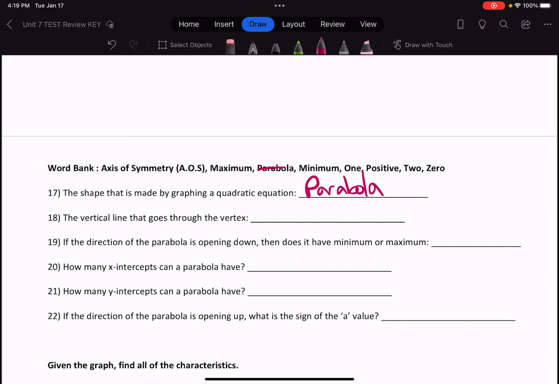The vertical line that goes through the vertex is our axis of symmetry, that AOS. And if the direction of the parabola is opening down, does it have a minimum or maximum? So remember, it's going to look like this. We're going to have a maximum point there.